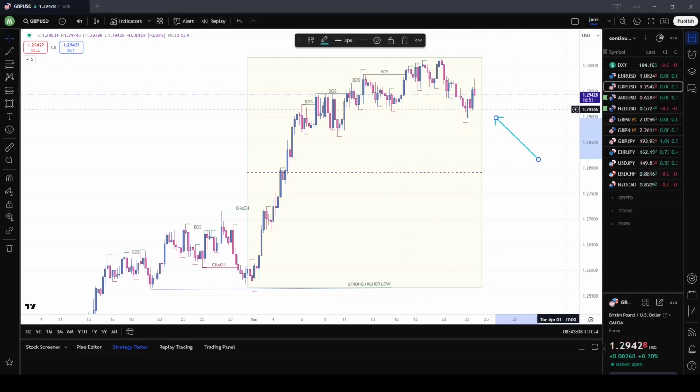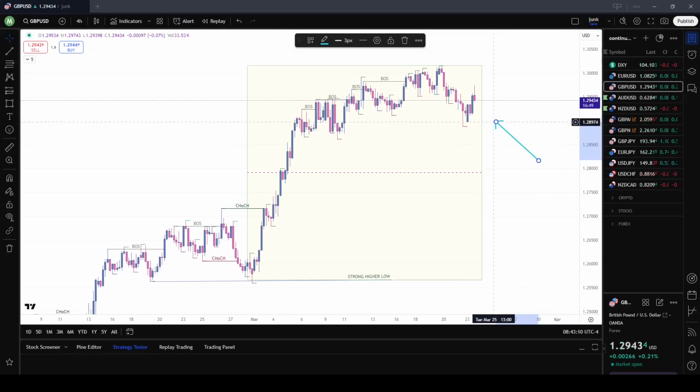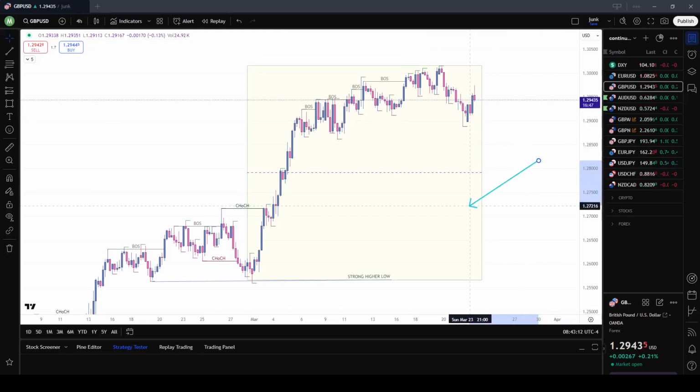Looking to see if there is an opportunity to sell back down into discount, and look to take any buys once it gets down to discount at any type of demand area in order to continue pushing prices higher and target the highs of the overall range.